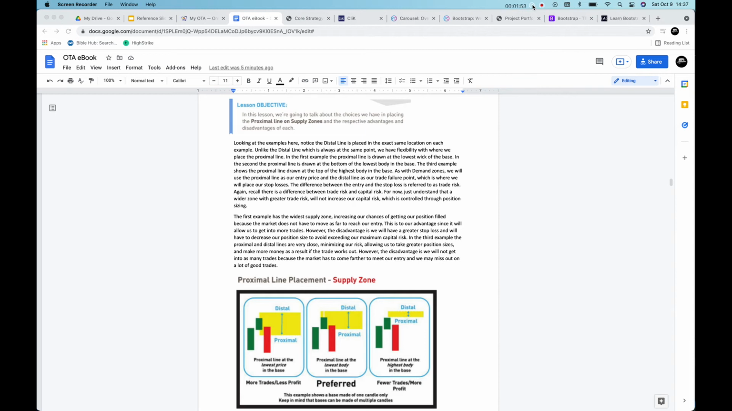In the third example on the right, we see the proximal and distal lines are very close, and this minimizes our risk by allowing us to take greater position sizes, and it also allows us to make more money as a result if the trade works out. However, the disadvantage is that we will not get into as many trades because the market has to come farther to meet our entry, and we may miss out on a lot of good trades as a result of that.